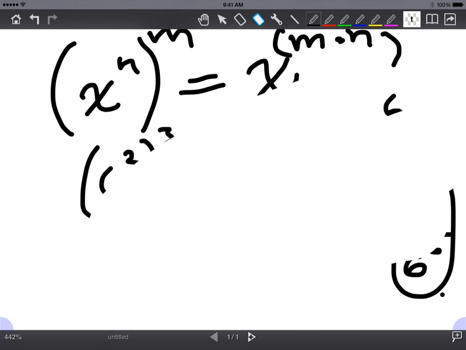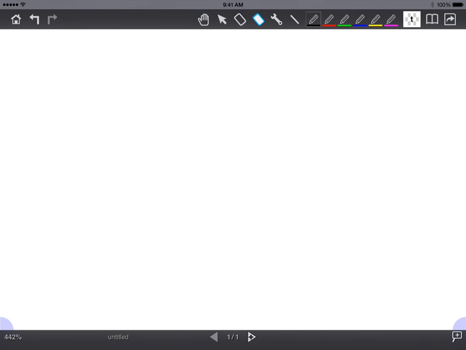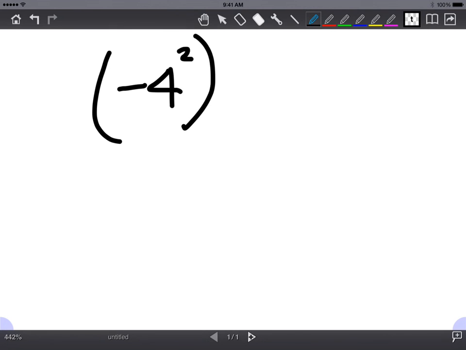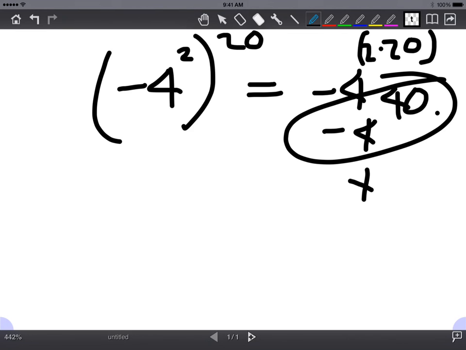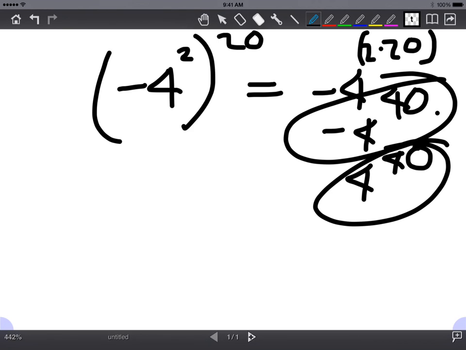So I'm going to erase some of this, do maybe 1 or 2 more. Let's say you have negative 4 squared, that whole thing, to the 20th. Well, this equals negative 4 to the 2 times 20, or negative 4 to the 40th. And this is positive. This can just be written as 4 to the 40th. If you have a negative base, but your exponent is an even number, then you can just get rid of the negative sign, because they're going to cancel out, because a negative times a negative equals a positive.